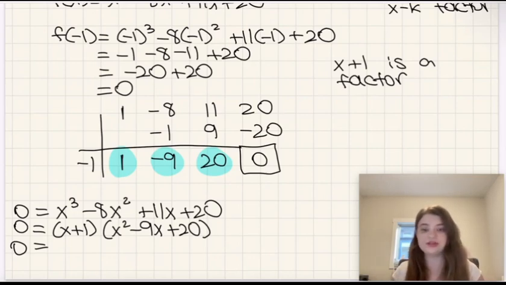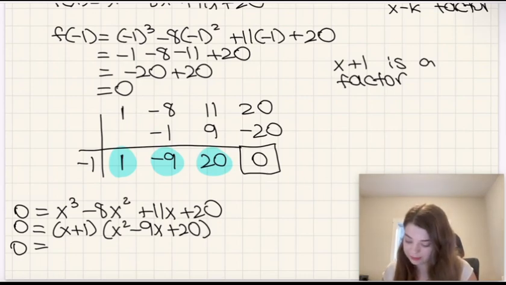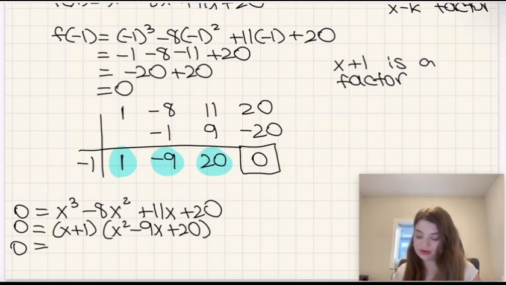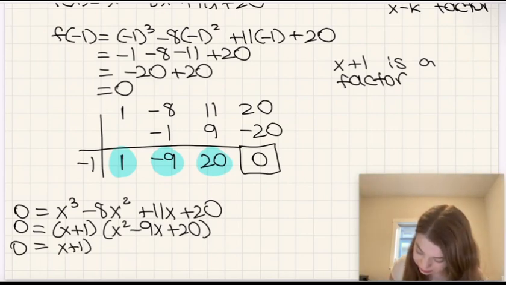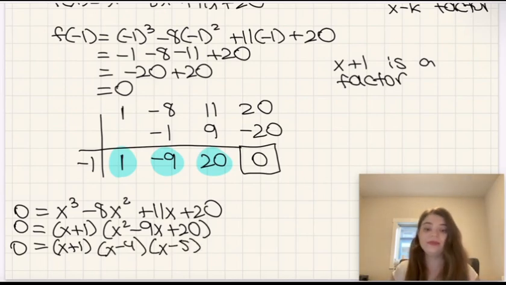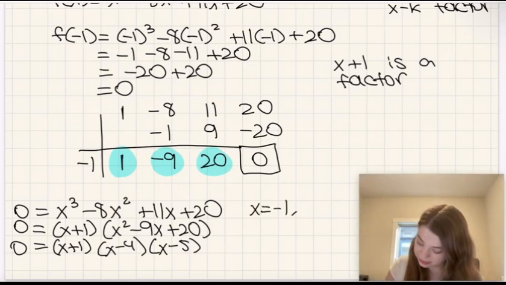Now, we could factor this way again, but because we're down to a quadratic, it's probably easier if we just use our quadratic factoring methods. That'll probably be faster. So for this one, I'm going to see, can I find two numbers that multiply to 20 and add to negative 9? And yes, those numbers would be negative 5 and negative 4. So therefore, I have x plus 1 times x minus 4 times x minus 5, like that. And therefore, I've factored this, and my zeros are x is equal to negative 1, x is equal to 4, and x is equal to 5.